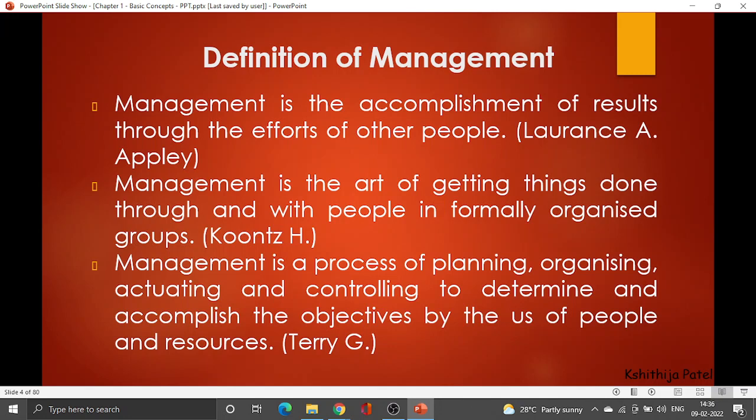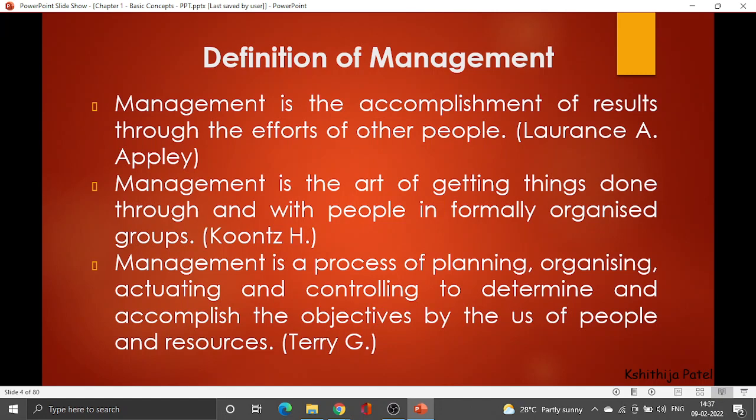And one more definition is given by Terry G. I quote, management is a process of planning, organizing, actuating and controlling to determine and accomplish the objectives by the use of people and resources. So here Terry has taken a point of view in terms of the functions of management. He says management is a process. What is a process? A process is something where we do things step by step, and once all the steps are completed, we begin with the first step once again. So it is continuous, it is like a cycle.